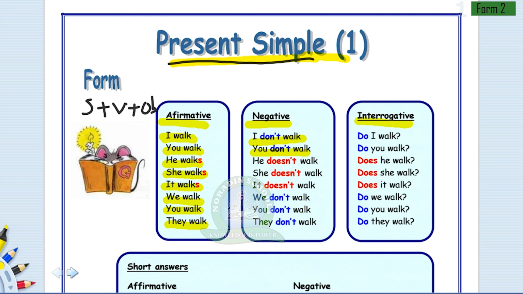Please see in here, there is a change. We were using don't, but now we are not allowed to use don't. In here we are using doesn't. He doesn't walk, she doesn't walk, it doesn't walk. These three, he, she, it, third person pronouns, we use doesn't. We don't walk, you don't walk, and they don't walk.